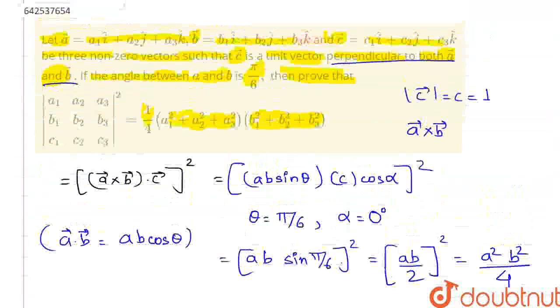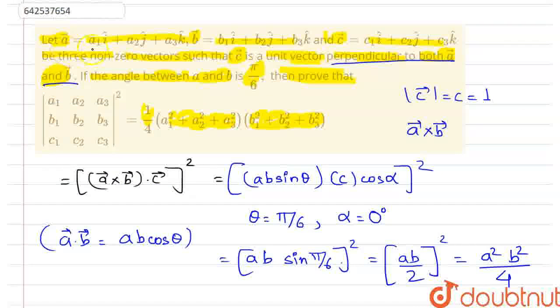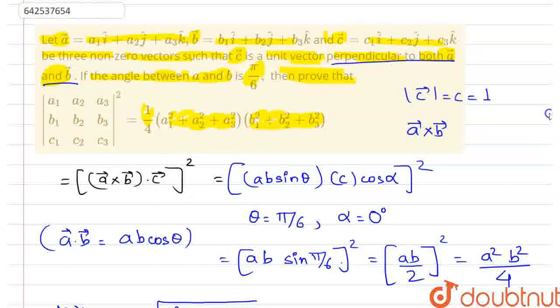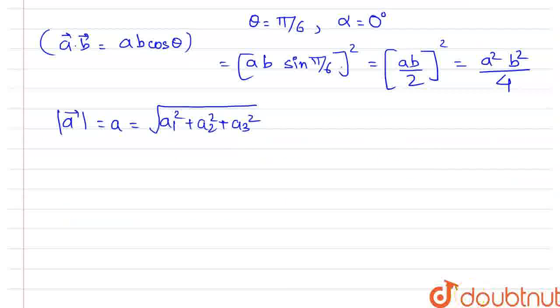Now what is A? Since we were given that A vector is A1 i cap plus A2 j cap plus A3 k cap, the magnitude of A vector, that is A, will be equal to square root of A1 square plus A2 square plus A3 square, and similarly since B vector is given as B1 i cap plus B2 j cap plus B3 k cap, we can write the magnitude of B vector, which is equal to B, as square root of B1 square plus B2 square plus B3 square.